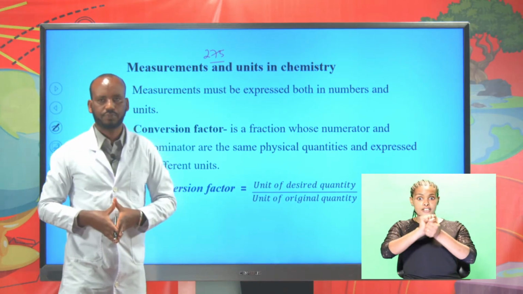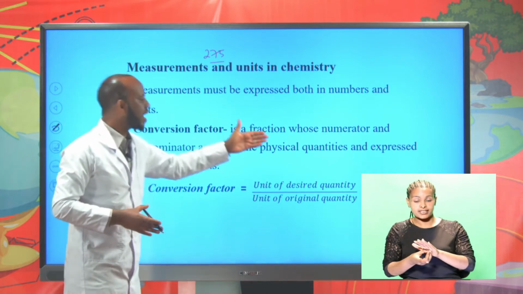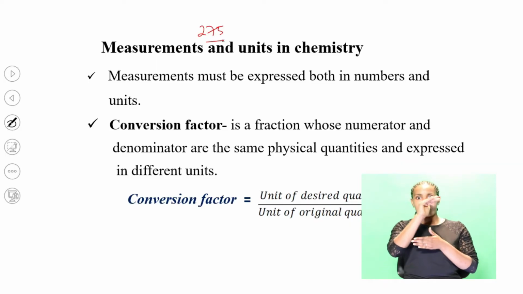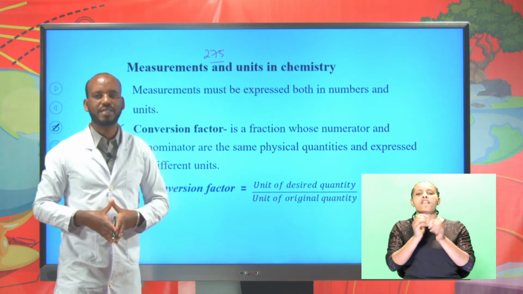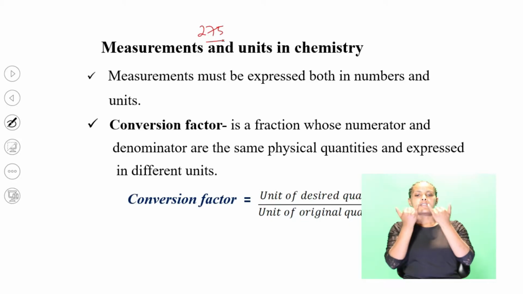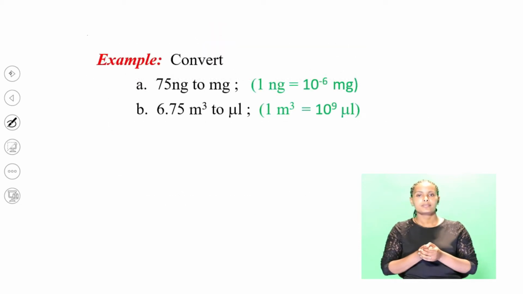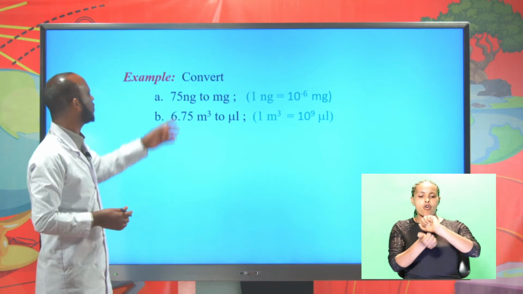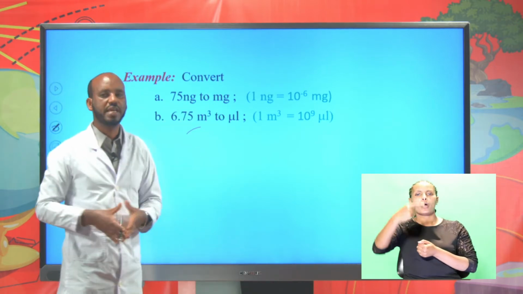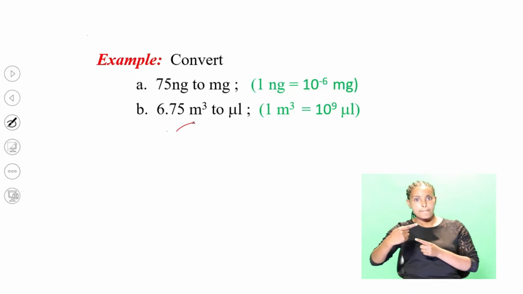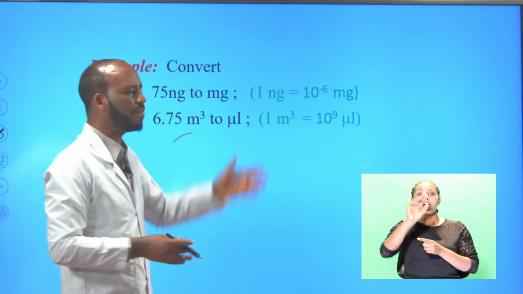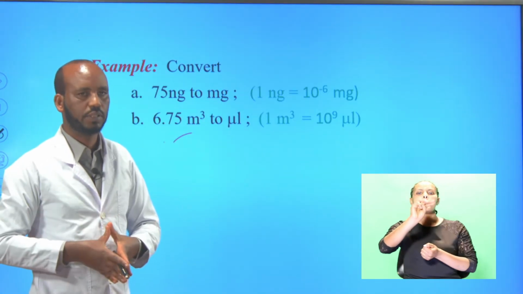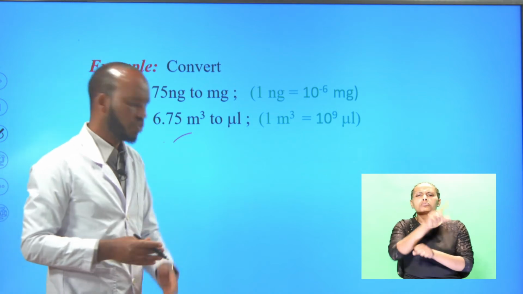Conversion factor. Conversion factor is a fraction whose numerator and denominator are the same physical quantities expressed in different units. Conversion factor equals unit of desired quantity divided by unit of original quantity. For example, convert 75 nanogram to milligram. You are asked to convert 75 nanogram to milligram. What do you do?